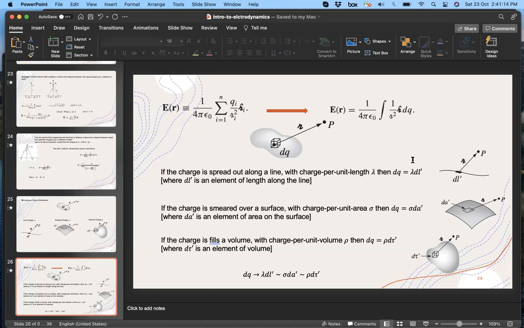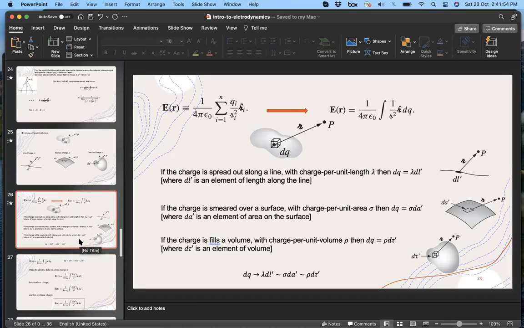And accordingly, we define dq equal to lambda dl prime, and dq equal to sigma dA prime. One can also remove this prime, but since I'm following one book, I wanted to be consistent with the book's notation. Similarly for the volume, this is rho d tau, where d tau is three-dimensional. In the Cartesian coordinate system, d tau is dx times dy times dz. However, dA is just dx times dy, or dy times dz, or dz times dx, something like this. Okay, so we already discussed this in detail.